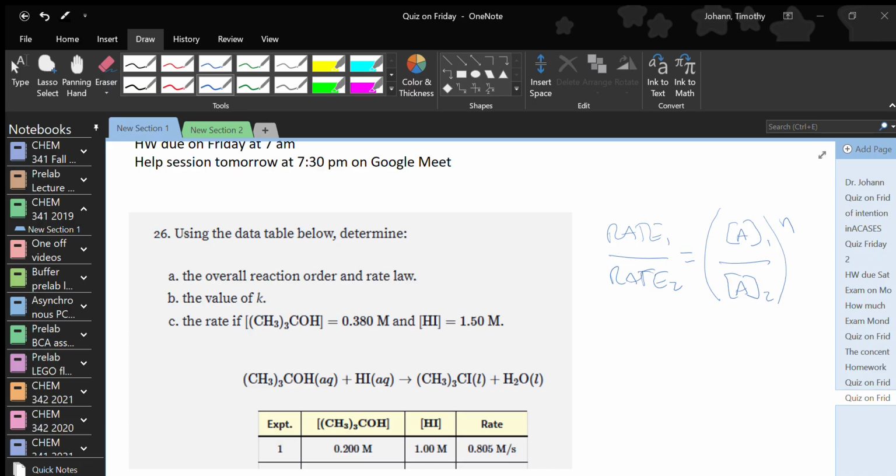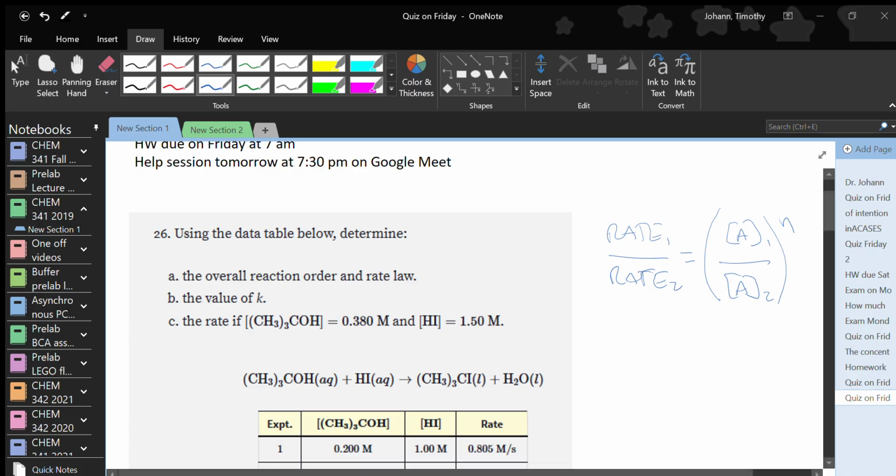What is our rate law without knowing the exponents? We'll just put in variables for the exponents. What's our rate law for this going to look like? Rate is equal to what? K, some constant K, times the concentration of this thing on the left there, which is t-butyl alcohol. You don't need to know that until next year at least.